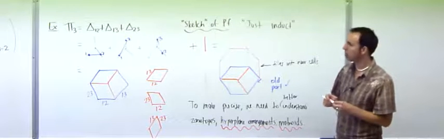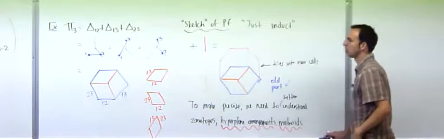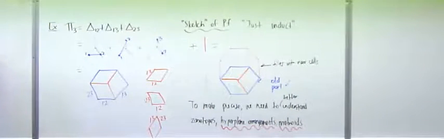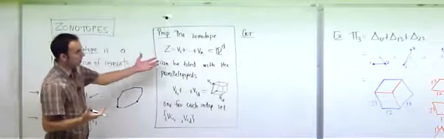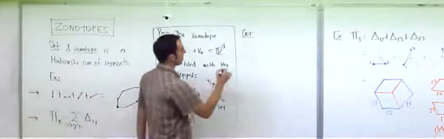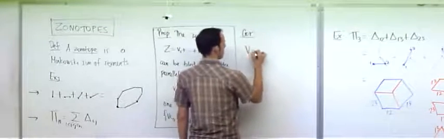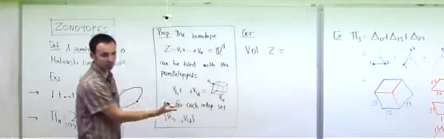Now, one thing that you should notice here is that there's a simple corollary. Since we're talking about volumes, this basically tells you how to compute the volume of a zonotope, right? Because the volume of the zonotope is going to be equal to the volume of all the different cells of this tiling.